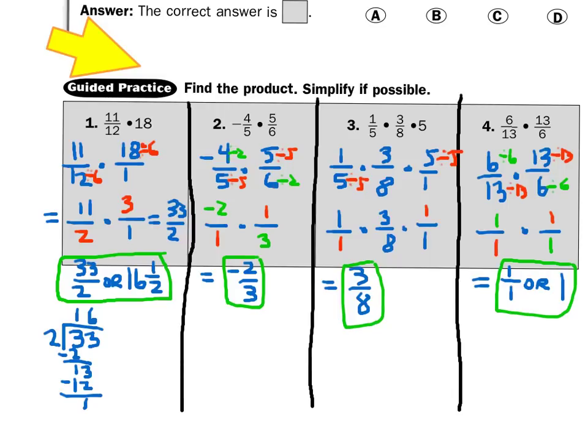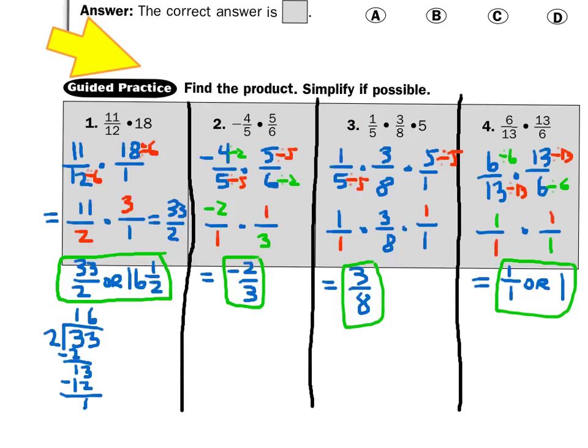And now we just simplified. Negative 4 divided by 2 gives me negative 2. 5 divided by 5 gives me 1. Go down to the bottom. 5 divided by 5 gives me 1. And 6 divided by 2 gives me 3. And so now I just multiply straight across. Negative 2 times 1 gives me negative 2. 1 times 3 gives me 3. And I box my answer.